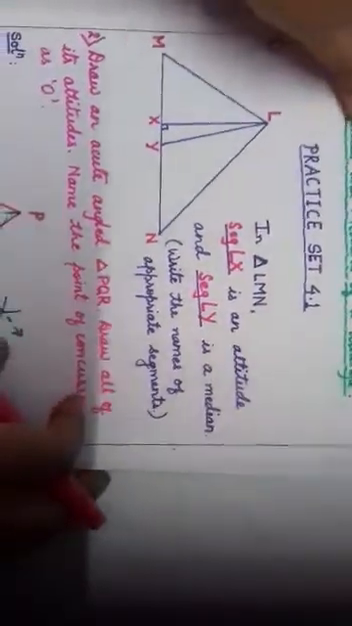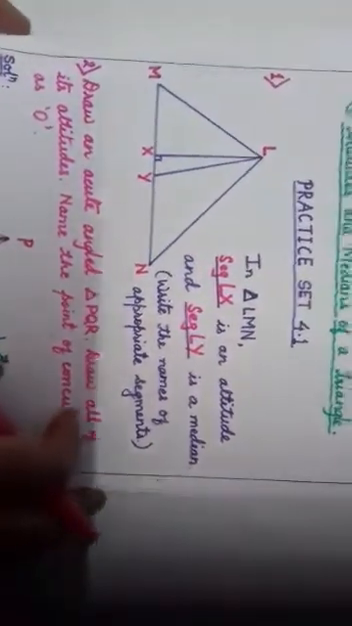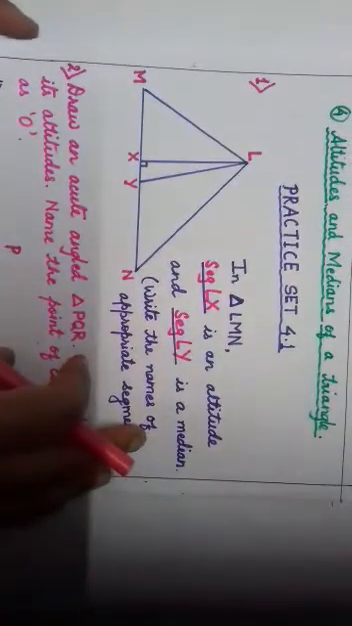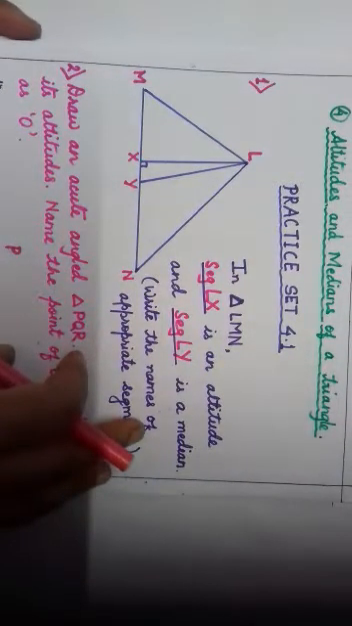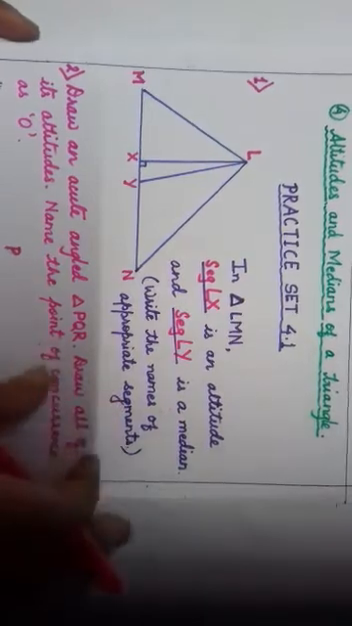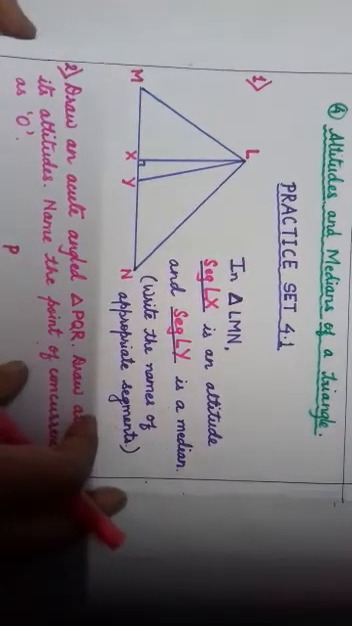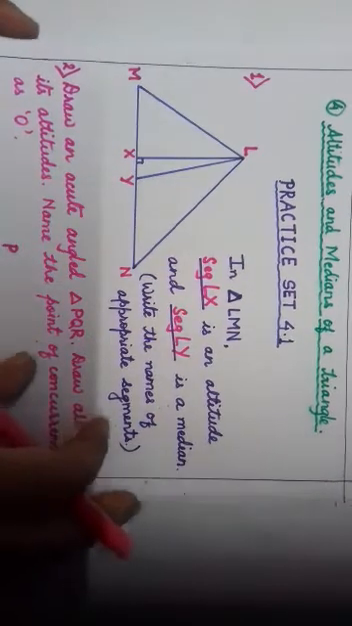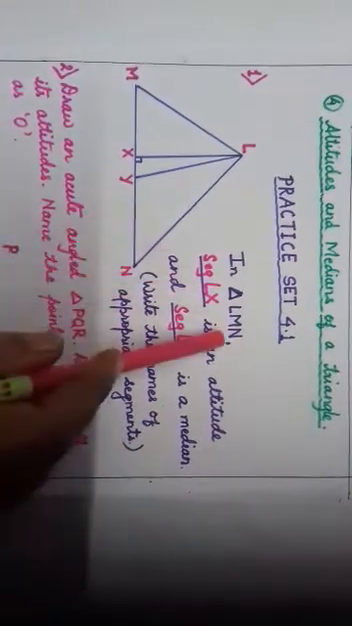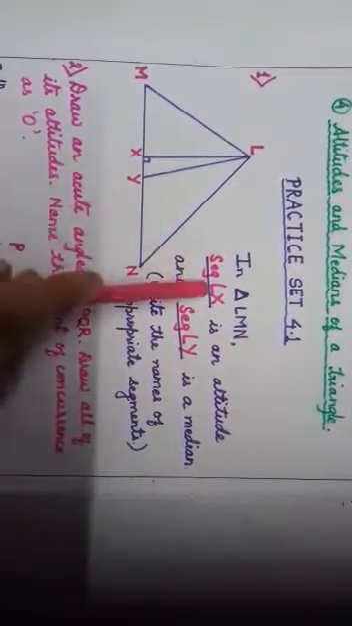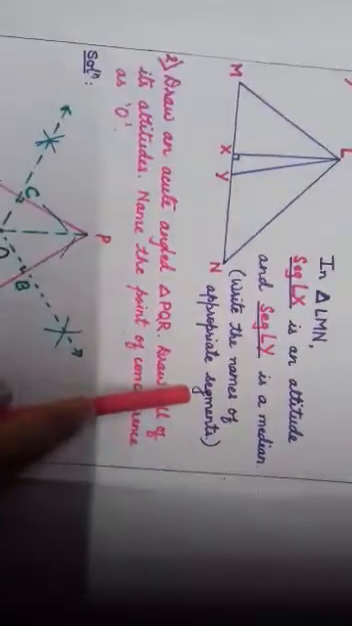So in the earlier video I told you that you have to solve the revision test, but before that, in this video we are going to revise all up till now, practice set 4.1. I will revise it for you. So see, this is question 1: in triangle LMN, which is an altitude and which is a median. This we have already seen in so many previous periods.